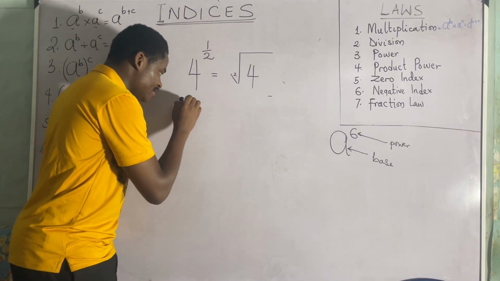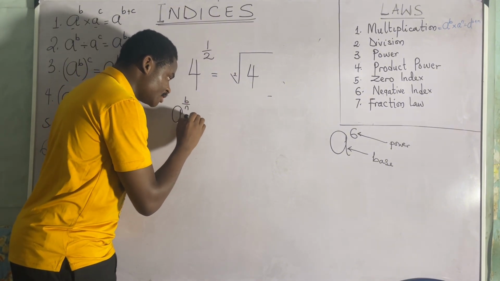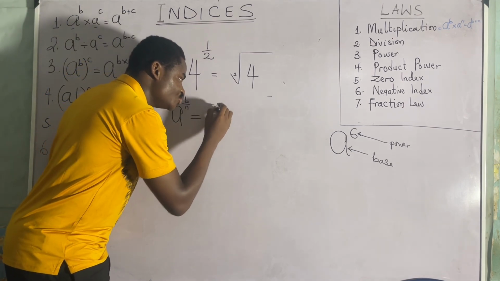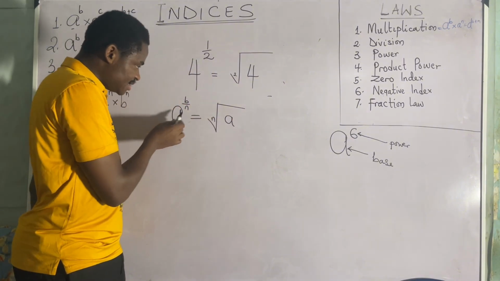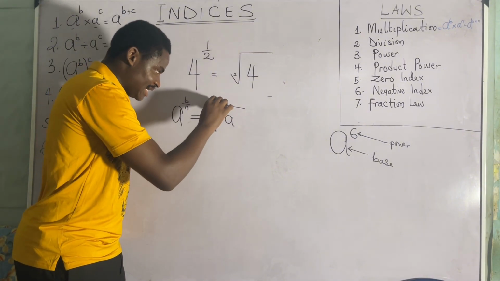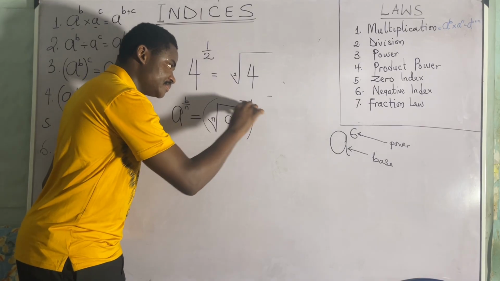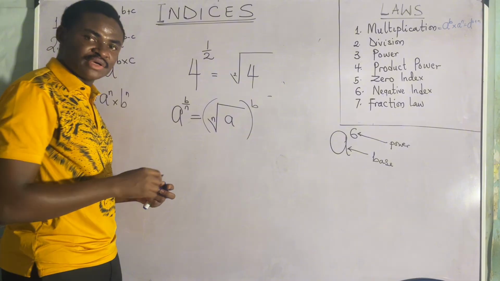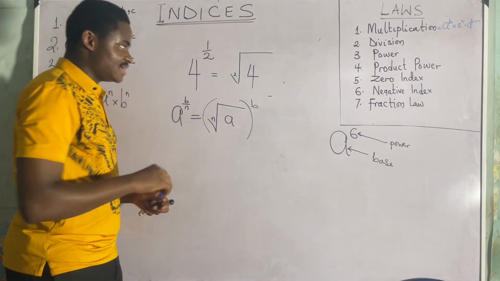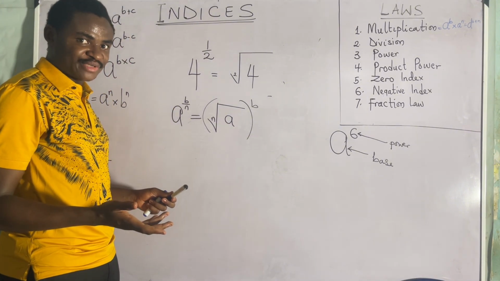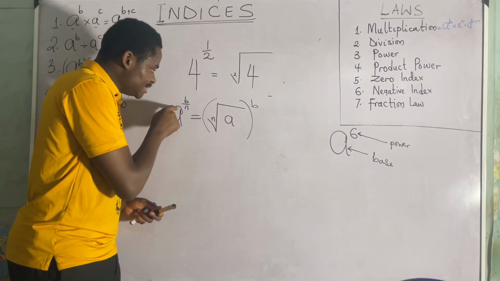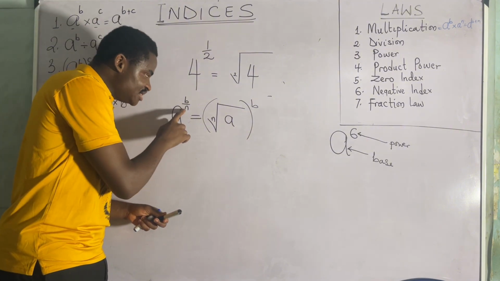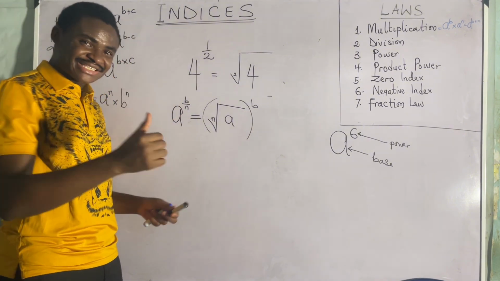Watch. If you have a to the power b over n, what this means is that this n will be taken as the root of a. That means the n comes here as a root, and then these all to power b. That's very important. So if the n was 4, that's the 4th root. If the n was 7, that's the 7th root. So the law says take the numerator of that fraction as a multiple, that means as a new power. But the denominator, what will you take it as? Take it as a root.